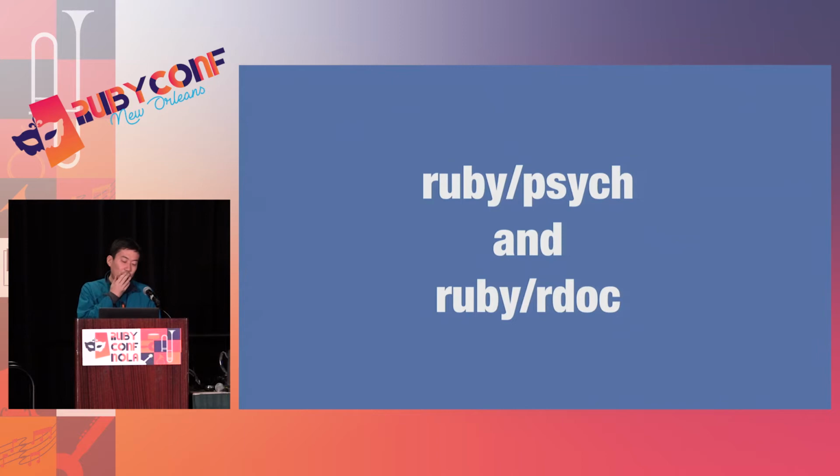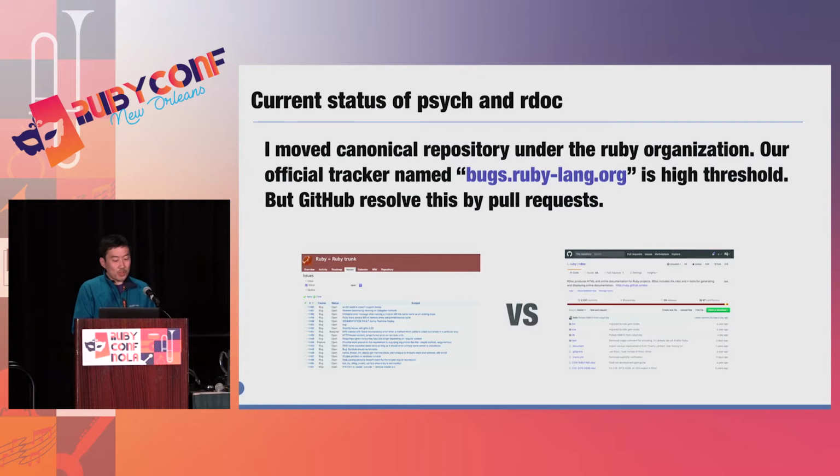The next examples are Psych and RDoc. The upstream repositories of Psych and RDoc also moved to the Ruby organization on GitHub. We accept pull requests and merge features for these default gems on GitHub. So you can use GitHub-style development for default gems, using pull requests. I merge these changes into the Ruby core repository simultaneously. And so we can involve more people in Ruby language development through the default gems.